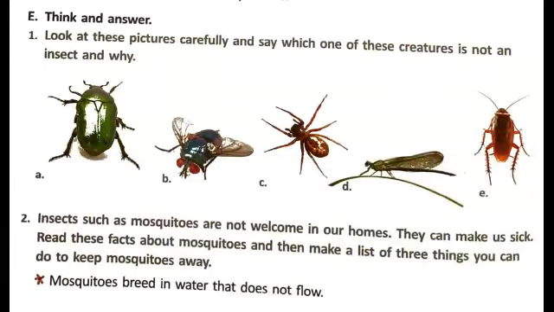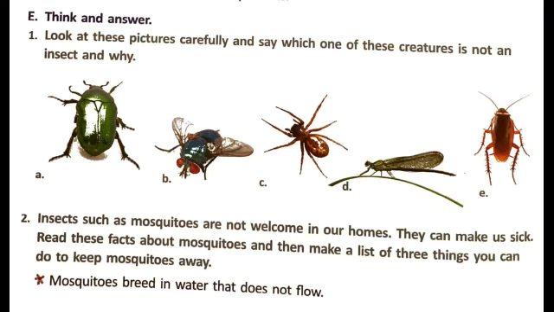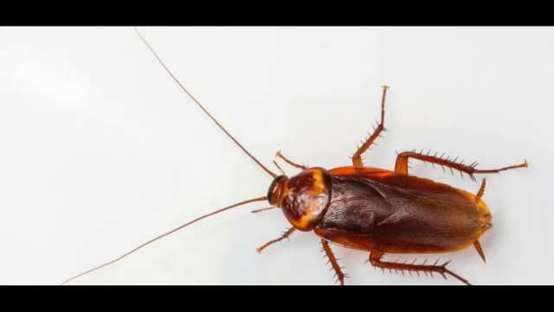The fourth one is a dragonfly. It also has 6 legs, a pair of wings and its body is also divided in 3 sections. So this is also an insect. The fifth one is a cockroach. Cockroach also has 6 legs and its body is divided in 3 sections. So this is also an insect.